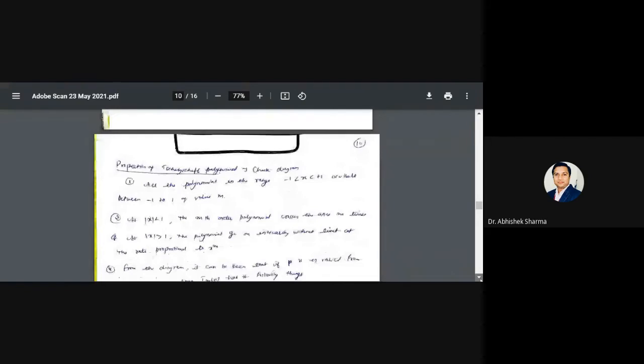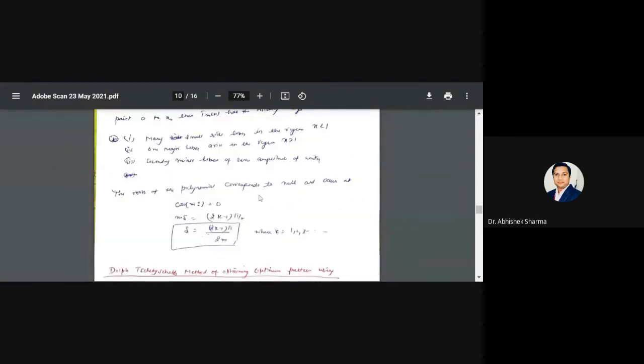Now the roots of this polynomial correspond to nulls, and nulls will occur at cos of m delta equal to 0. So if we put cos of m delta equal to 0, then we can find out this value of delta, that is equal to (2k minus 1) pi by 2m, where k can have any value from 1 to n.